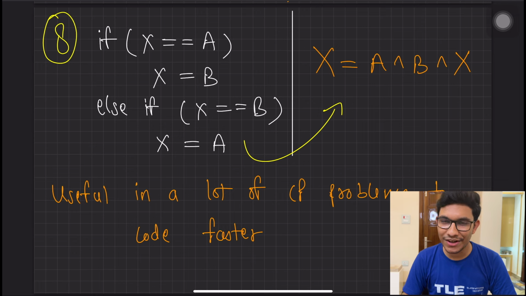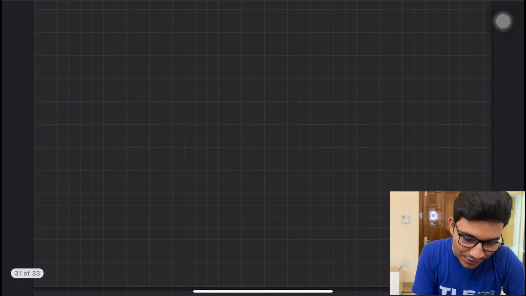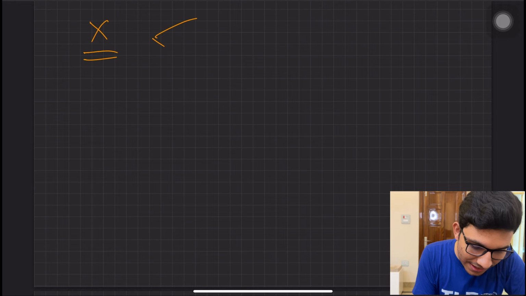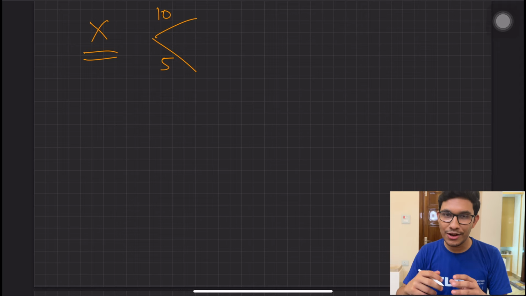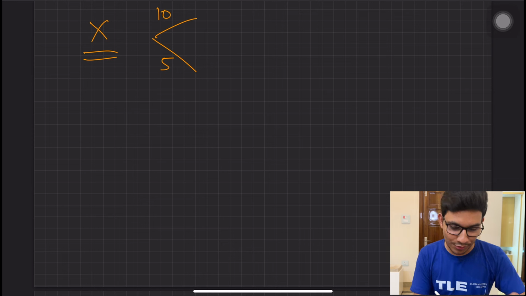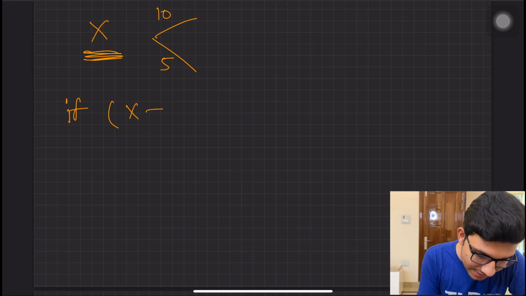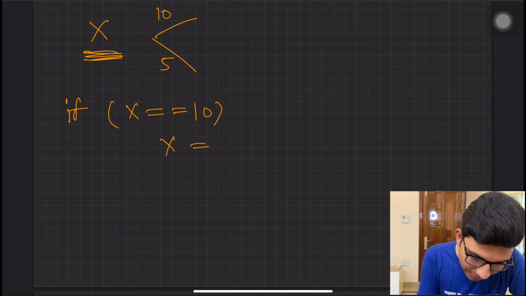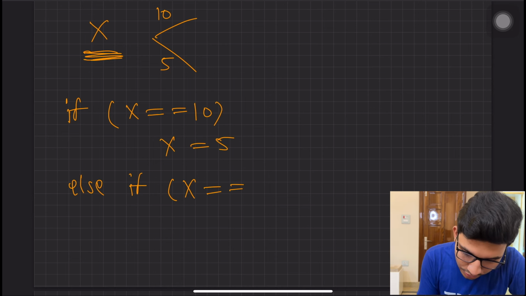Let's look at the 8th trick for this video, and this is a very cool trick, by the way. Let's suppose I tell you that X can only be either 10 or 5, and if right now the value is 10, toggle it to 5, and if the value right now is 5, then change it to 10. How will you do this? You will say if X equals 10, then make it 5. Else if X is equal to 5, then make X equal to 10. This is what you will do.